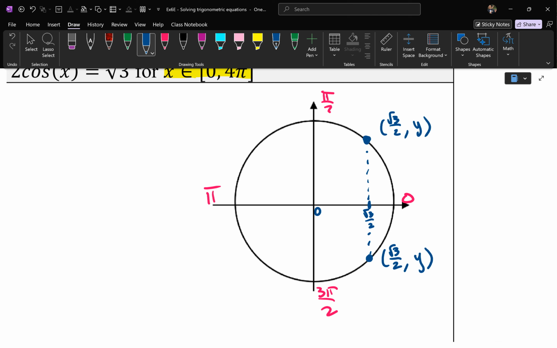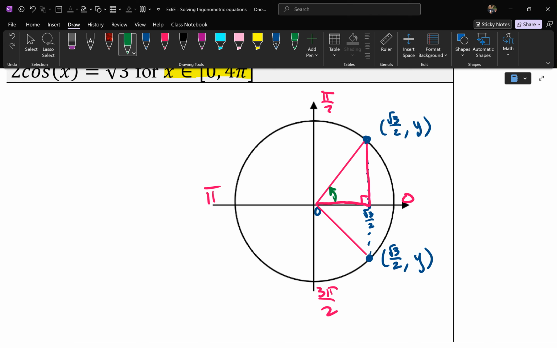The question is, what is the angle? This is where you go back to your exact values and ask yourself, if I have a triangle in the first quadrant, cos of what angle gives that length of root 3 on 2?